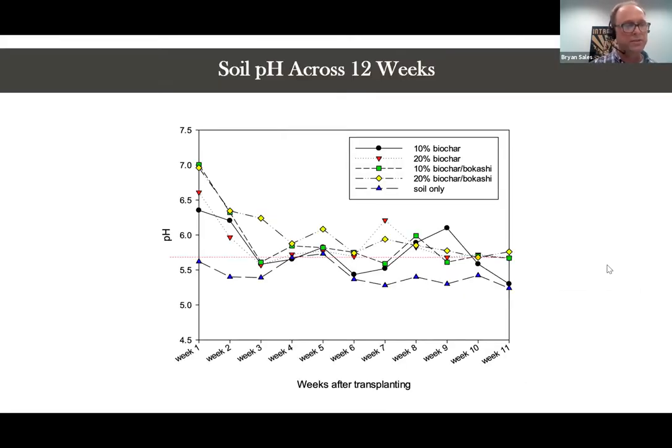pH. So this graph shows the pH of the soil solutions, which was monitored weekly through the 12-week study. At week 1, the soil only treatments, right here, were lower than the rest. Remember, the pH of the soil only was 5.7. And the other ones all started higher, but the soil solution was lower than the actual amendment. And then as the study went on, you can see the pH of everything dropped, so that by the end, everything fell pretty much within the range of that recommended pH for blueberry. So in this particular situation, we did not find pH to be a problem for blueberry production in using biochar.